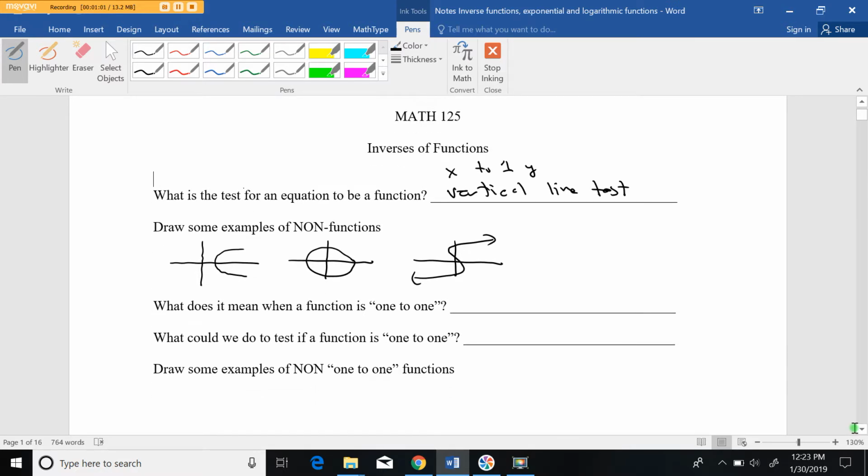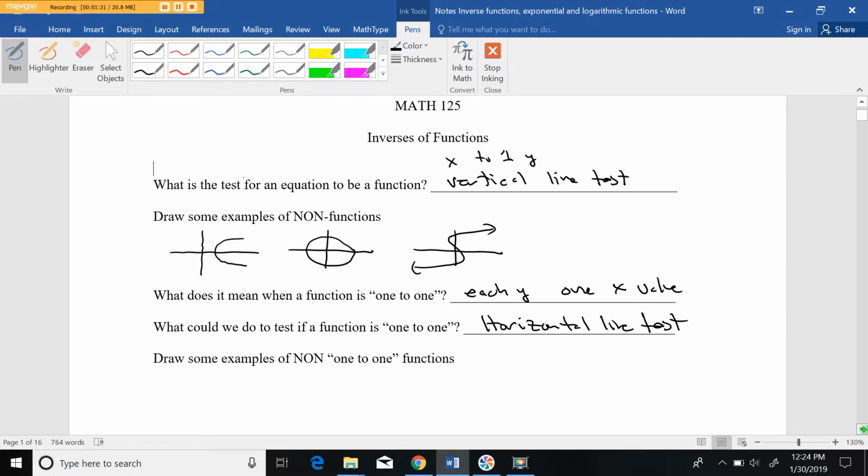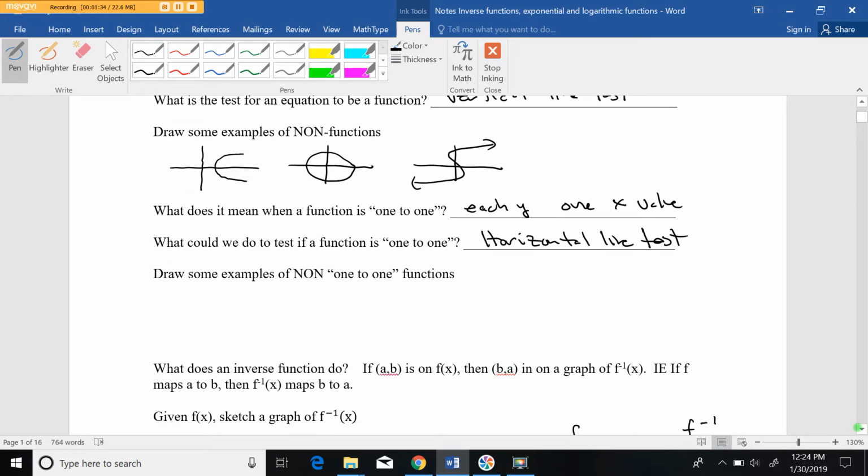All right, what does it mean for a function to be one-to-one? What that means is that for each y value, there is one and only one x value that goes with it. The quick test for whether a function is one-to-one is called the horizontal line test. If you can draw a horizontal line through a graph of a function and it touches two or more times, then the function is not one-to-one.